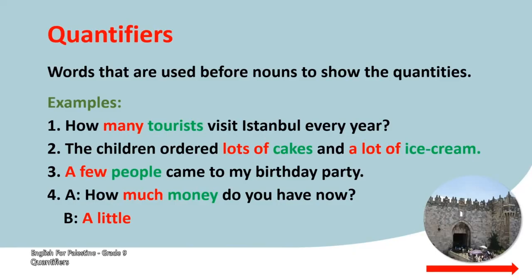1. How many tourists visit Istanbul every year? 2. The children ordered lots of cakes and a lot of ice cream. 3. A few people came to my birthday party. 4. This is a conversation. How much money do you have now? A little. As you can see, many, lots of, a lot of, a few, much, and a little, they are all words that show quantities.